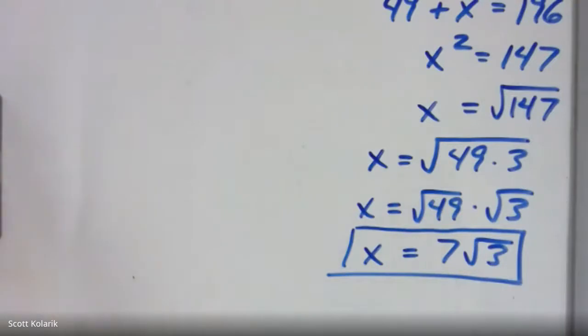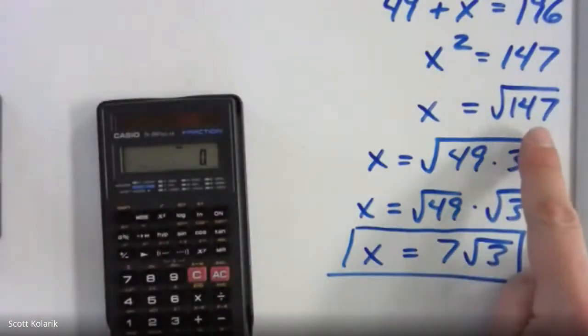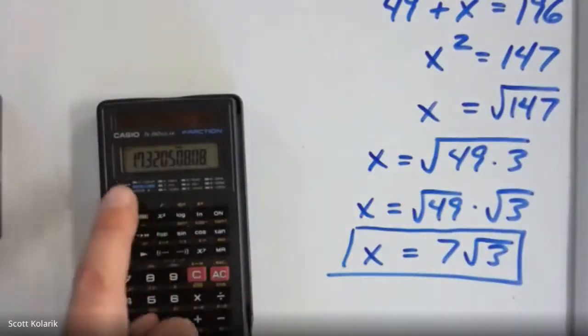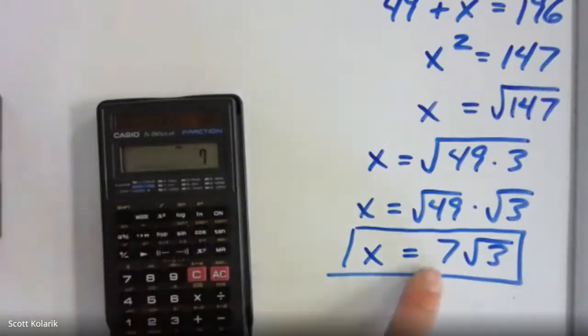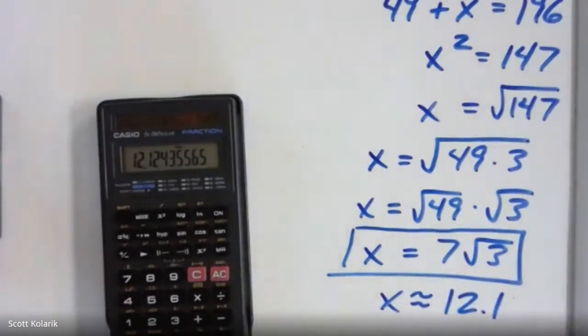If it asks you to round to the nearest tenth, this can be done on a calculator, either by going back here to just the square root of 147 or doing this one where I take the square root of 3 and then multiply that result by the 7 out in front. That gives me about 12.1. So if it did ask you to round to the nearest tenth, this one will come out to about 12.1 units.